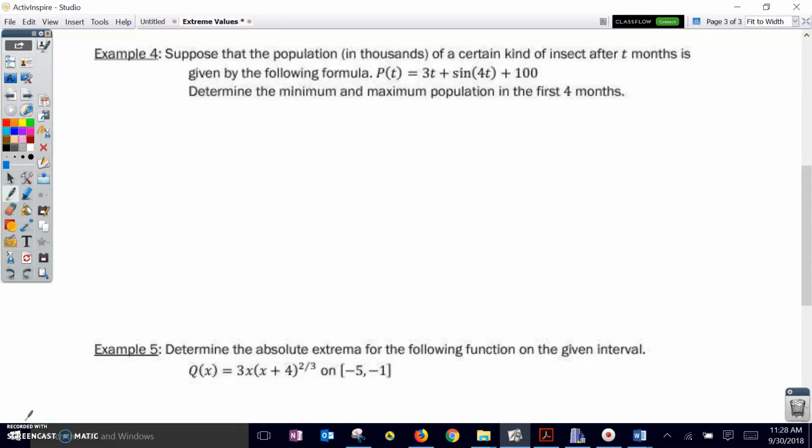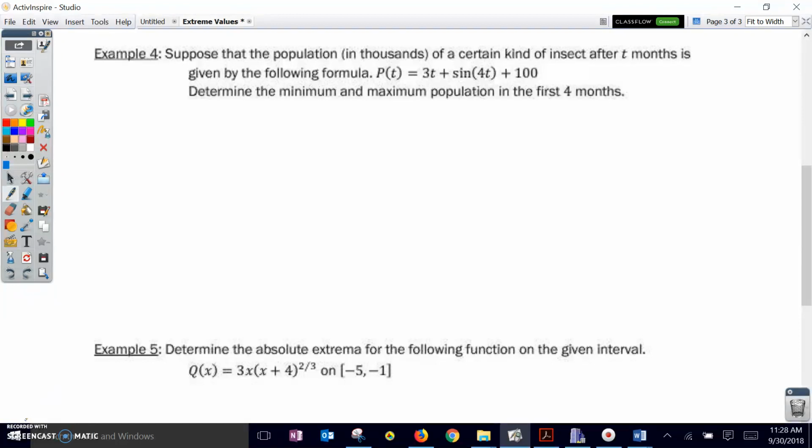Alright, welcome back everybody. In this video we're going to look at examples 4 and 5 from the extreme values of functions lesson. We'll start with example 4. Suppose that the population in thousands of a certain kind of insect after t months is given by the following formula. P of t equals 3t plus sine of 4t plus 100. Determine the minimum and maximum population in the first 4 months.